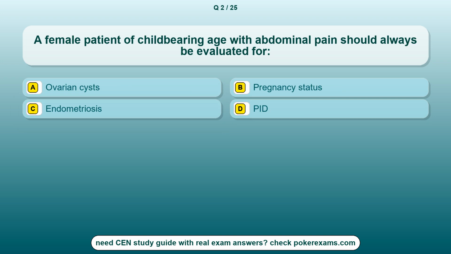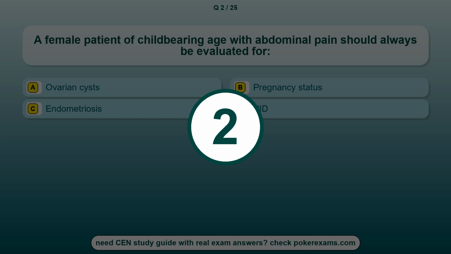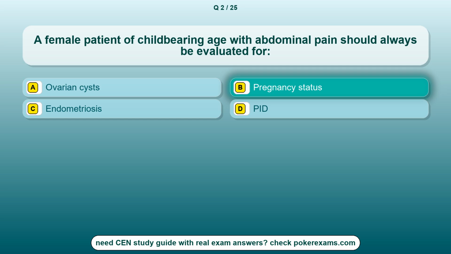Question 2. A female patient of childbearing age with abdominal pain should always be evaluated for: Option A, ovarian cysts. Option B, pregnancy status. Option C, endometriosis. Option D, PID. The correct answer is option B, pregnancy status.